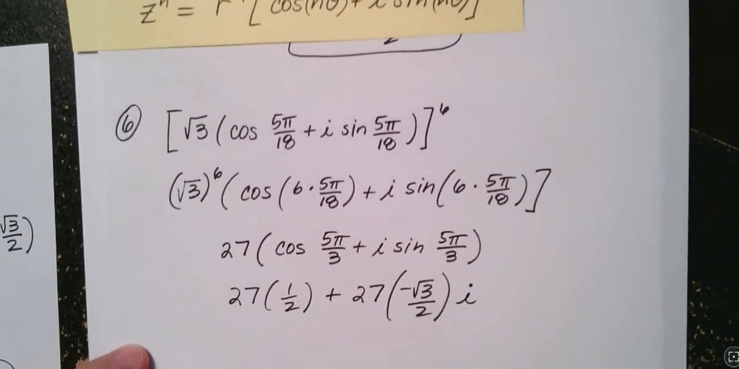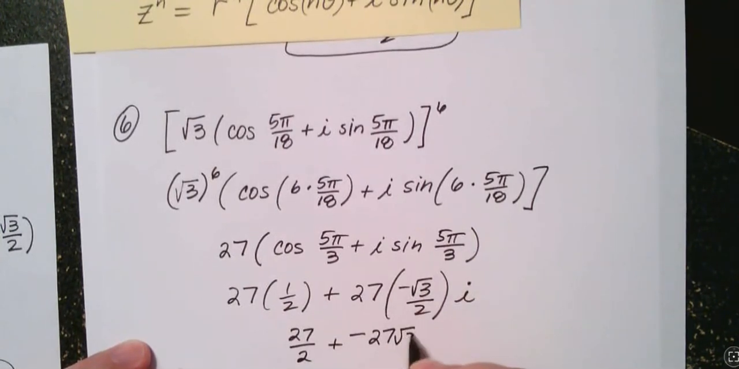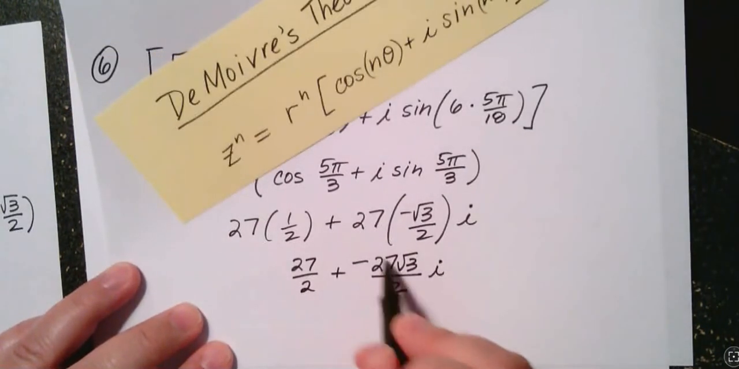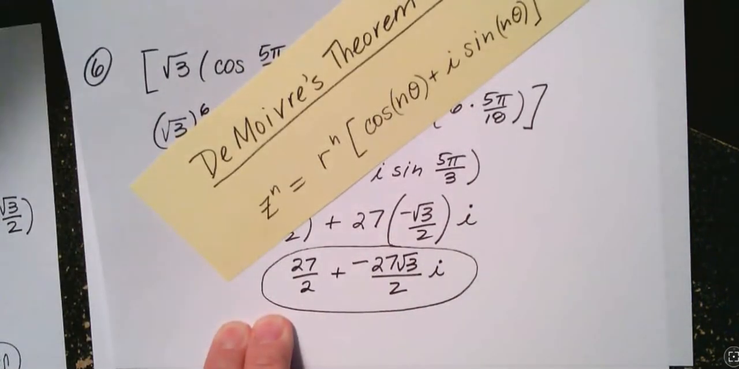This is putting it in rectangular form because we were asked to. So we get 27 halves plus, or I should have written minus really, because it's a negative, 27 root 3 all over 2 I. Having trouble moving my paper up. There's a computer speaker in the way.